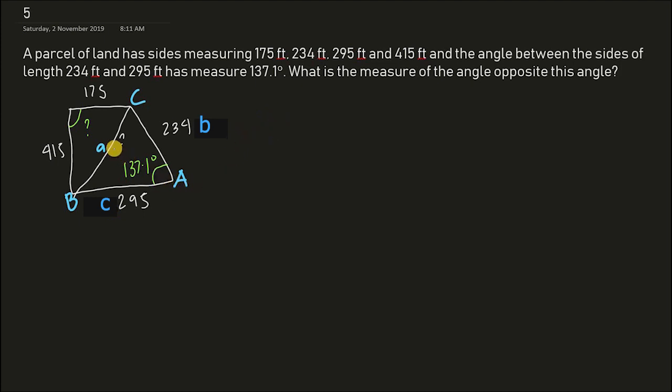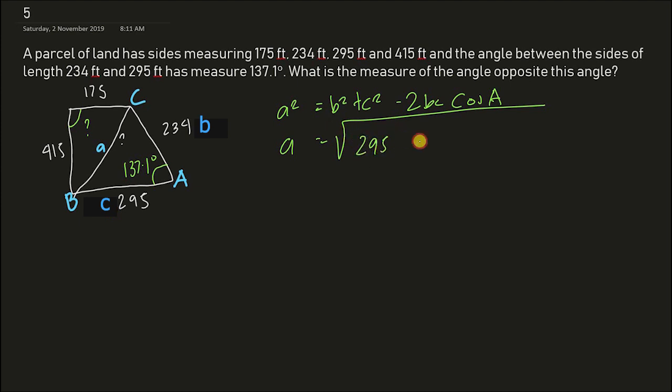Law of cosines, since yung hinahanap ko is A, so I will use A squared. A squared is equals to B squared plus C squared minus 2BC cosine of A. So, A squared yung hinahanap ko. Ibig sabihin, that would be the square root of B squared. What's B squared? That's 295 squared plus C is 234 squared minus 2 times B is 295 times C is 234. Cosine A is 137.1.